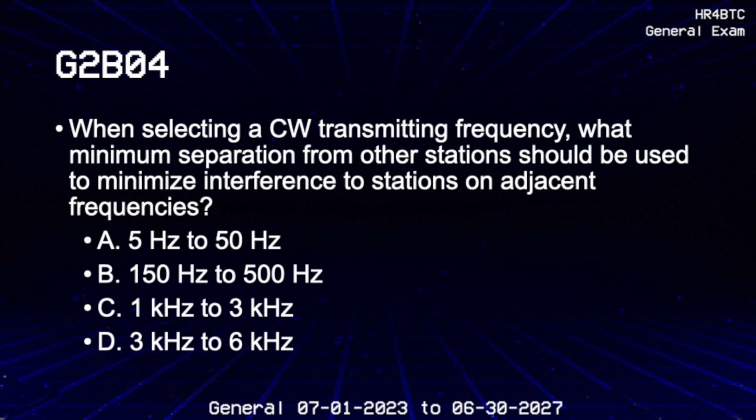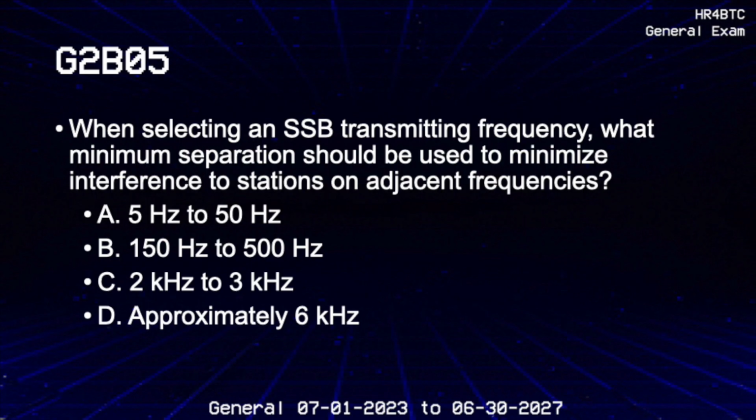When selecting a CW transmitting frequency, what minimum separation from other stations should be used to minimize interference to stations on adjacent frequencies? 150 Hz to 500 Hz. When selecting an SSB transmitting frequency, what minimum separation should be used to minimize interference to stations on adjacent frequencies? 2 kHz to 3 kHz.